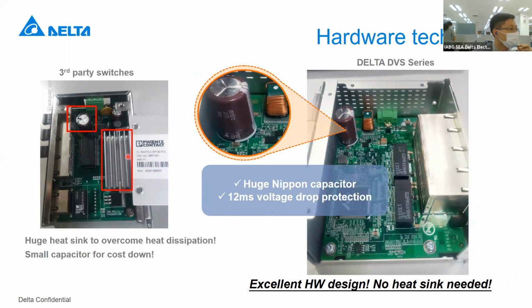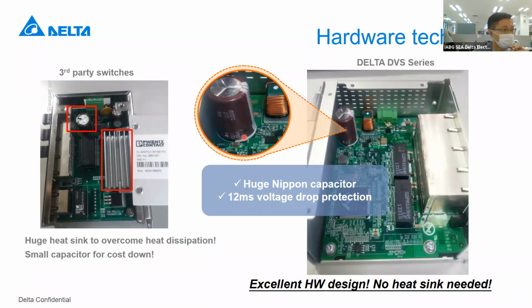And for the inside, you can see our design has some advantages compared with other competitors. You can see in this one, it has a huge heatsink, and also small capacitors because of cost down. But for Delta, you can see this is our managed type inside.